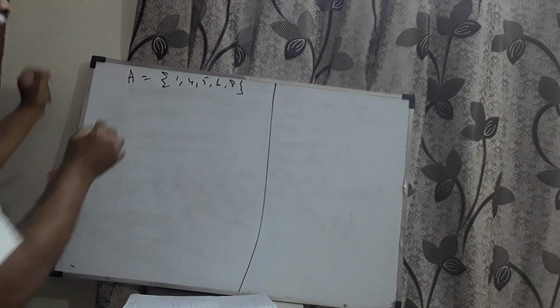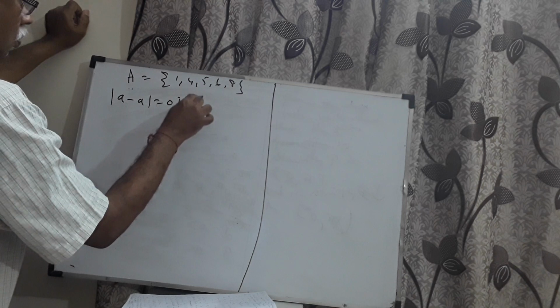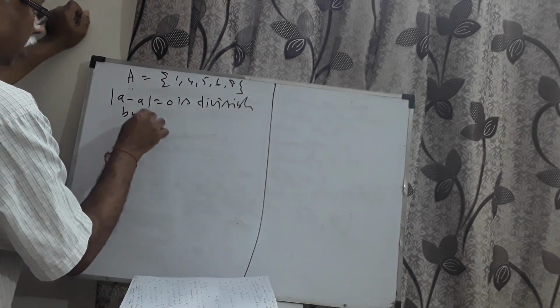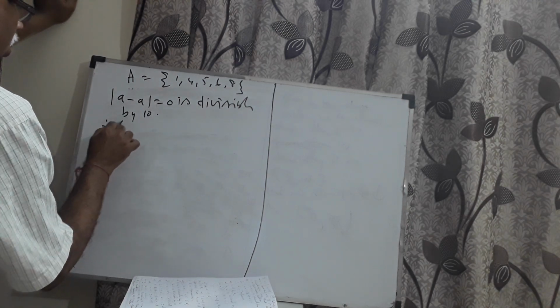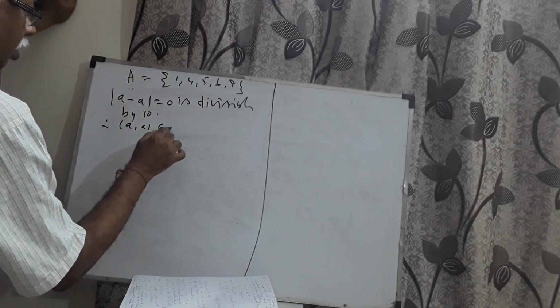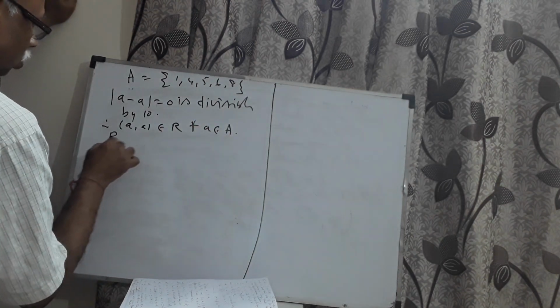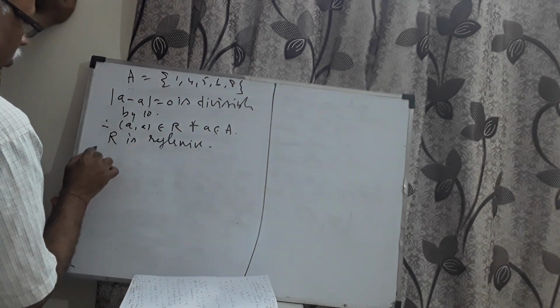See here, mod a minus a is equal to 0, which is divisible by 10. 0 is divisible by every number except 0. Therefore, (a, a) is an element of R for every a in A. Therefore, R is reflexive. This rule is called reflexive.